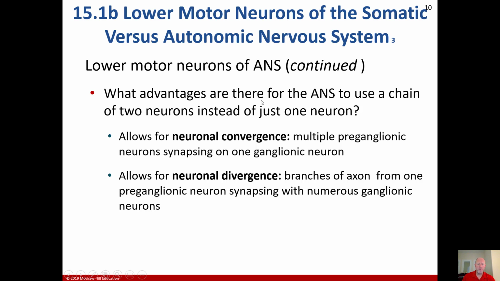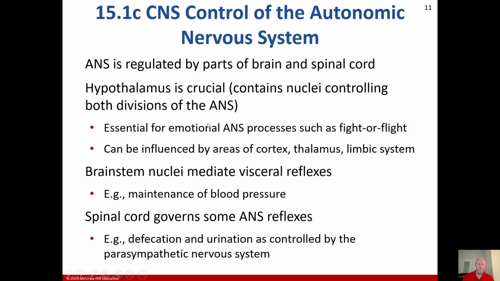And you will not have to know this part for the exam, the lower motor neurons of the ANS; I won't always tell you that. But that said, what advantages are there for the autonomic nervous system to use a chain of 2 neurons instead of just 1 neuron? It allows for neuronal convergence, which is multiple preganglionic neurons synapsing on 1 ganglionic neuron, and it allows for neuronal divergence, where the axon of 1 preganglionic neuron branches to synapse with numerous ganglionic neurons.